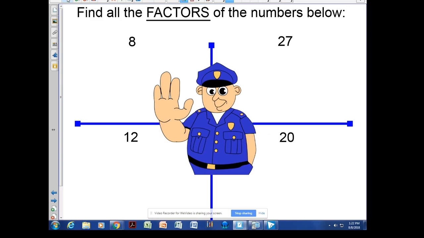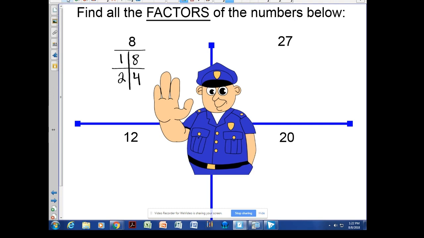Okay, let's see how you did. I'm going to draw my T-chart. I'm always going to start with 1 and the number itself. 8 is an even number, so I have 2 and 4. 3 does not go into 8, so I'm done with 8. 1, 2, 4, and 8 are all the factors, all the numbers that multiply to give you 8.